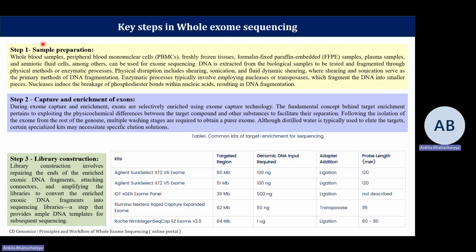Now, what do you do? Suppose you have a patient's biopsy sample from a cancerous site, and you want to get it sequenced. What do you do?